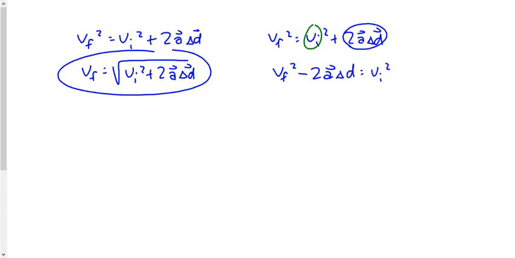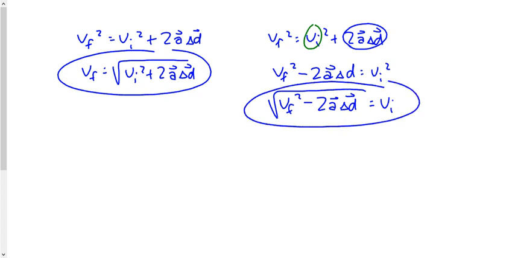Now, so I want to solve for VI. All we're going to do is square root this to get VI by itself. I get VF squared minus 2AD. The opposite of square is square root. So VI is equal to the square root of VF squared minus 2AD.